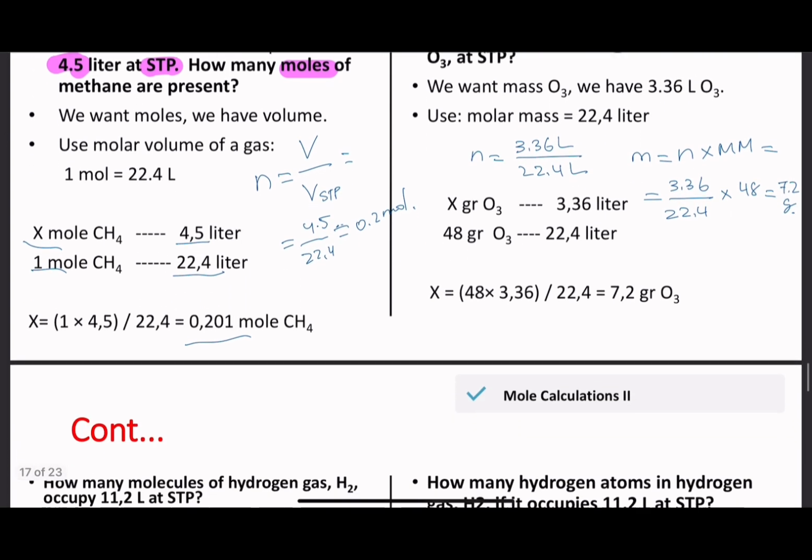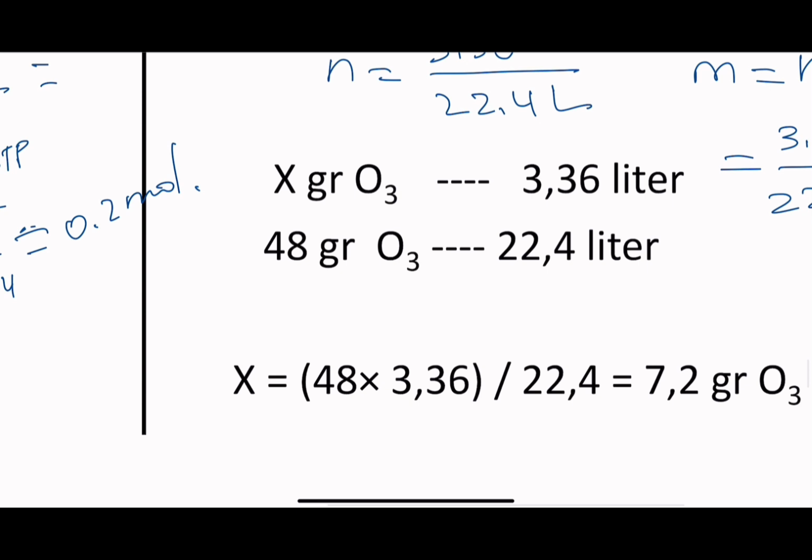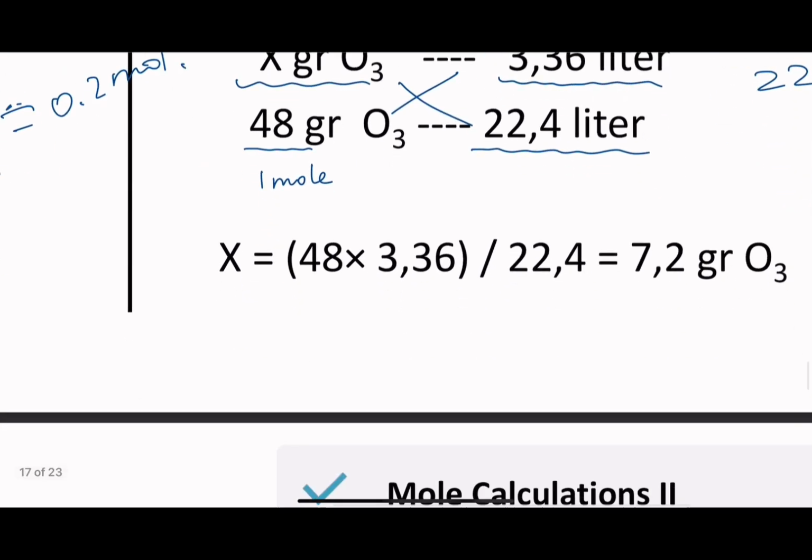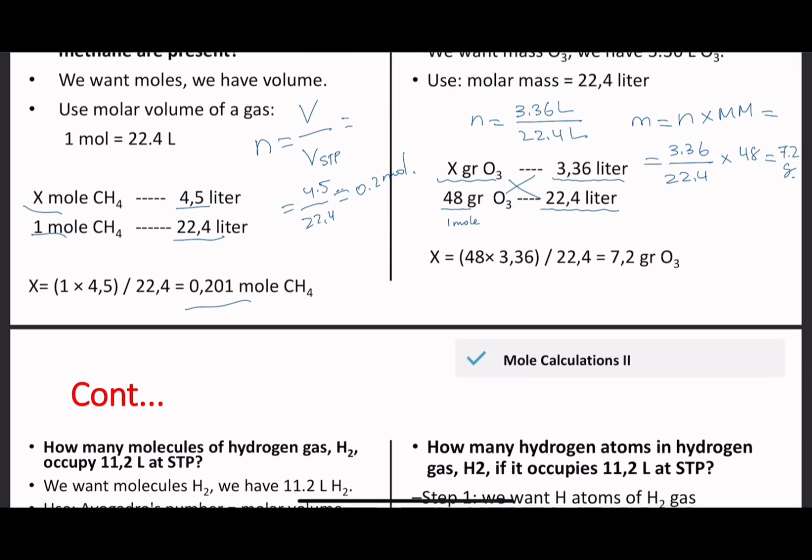Or you can just use the proportion again. We say that the molar mass is 48, right? Because it is for 1 mole, we know that it will be 22.4 liters. And 3.36 liter is given to you. You don't know how many grams. You do the proportion and you get the answer.